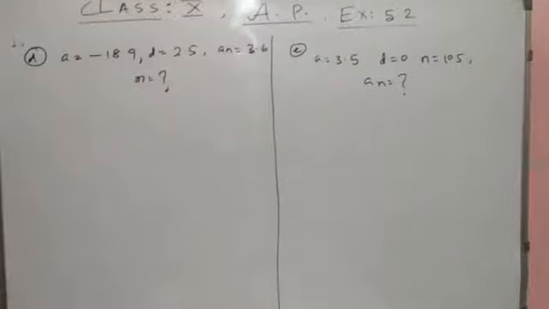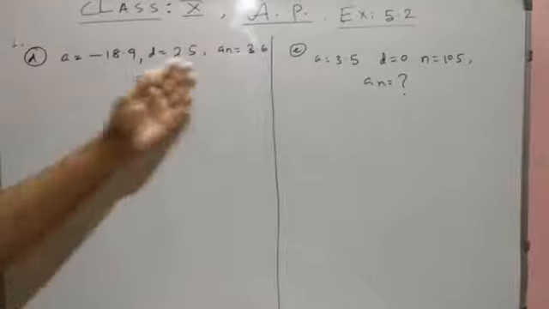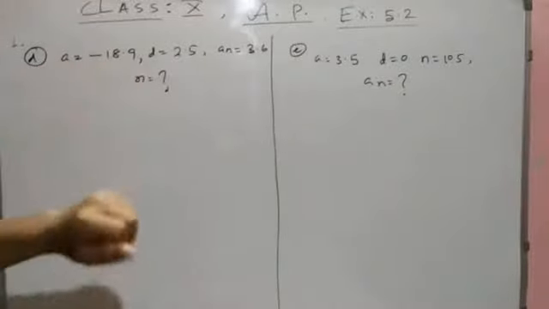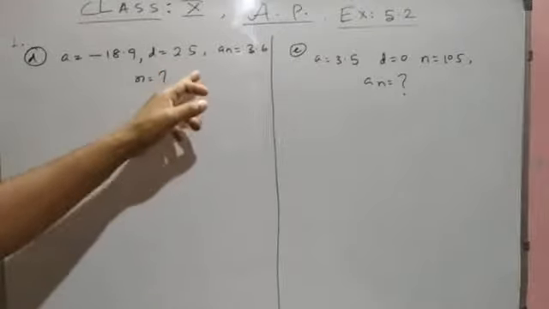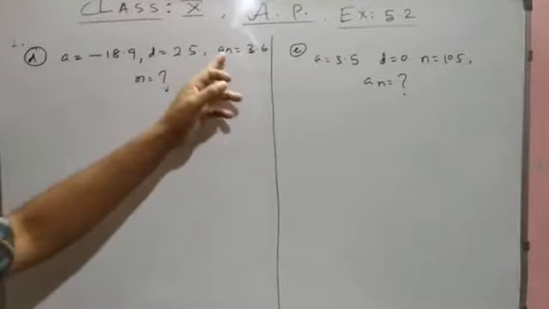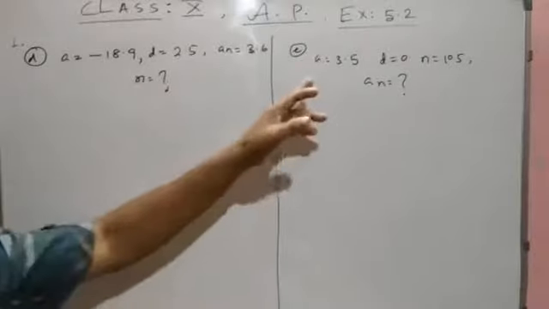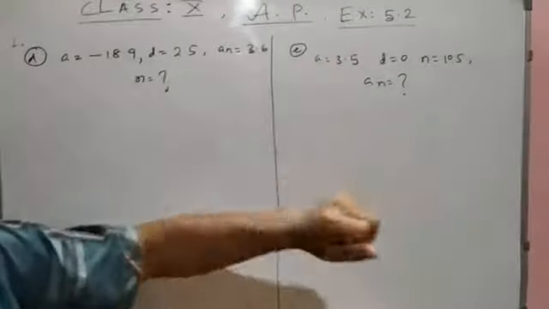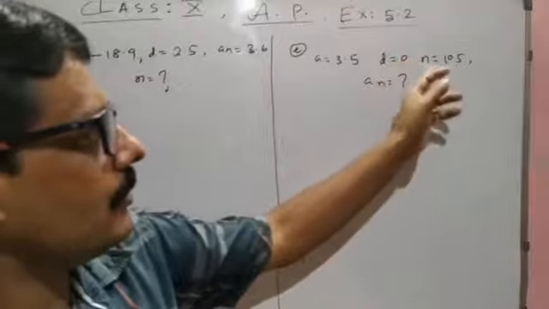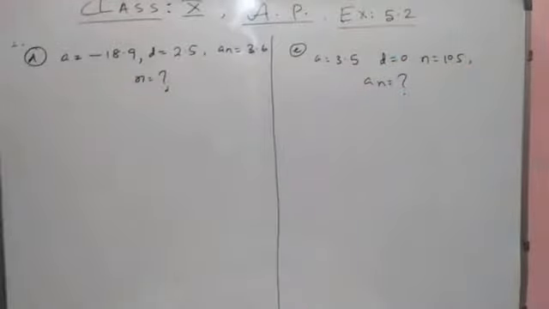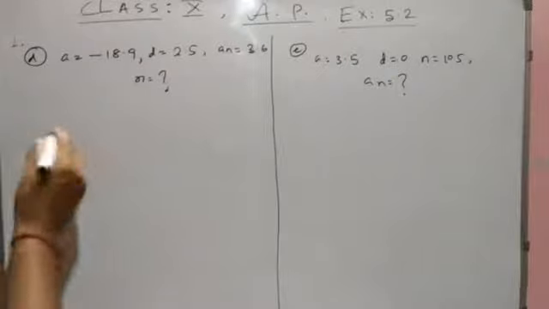Okay, now you see question number 1D and 1E. In D it is given A equal to minus 18.9, D equal to 2.5, An equal to 3.6. You have to find the value of N. And here A equal to 3.5, D equal to 0, N equal to 105. Then you have to find An. So let us see this one.